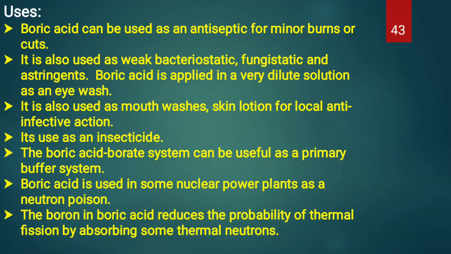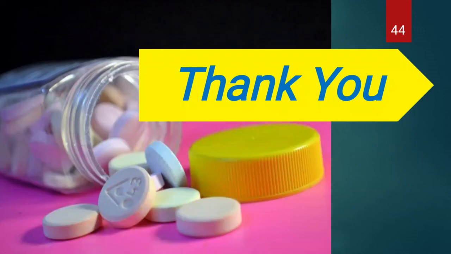The boric acid borate system can be useful as a primary buffer system. Boric acid is used in some nuclear power plants as a neutron poison. The boron in boric acid reduces the probability of thermal fission by absorbing some thermal neutrons.